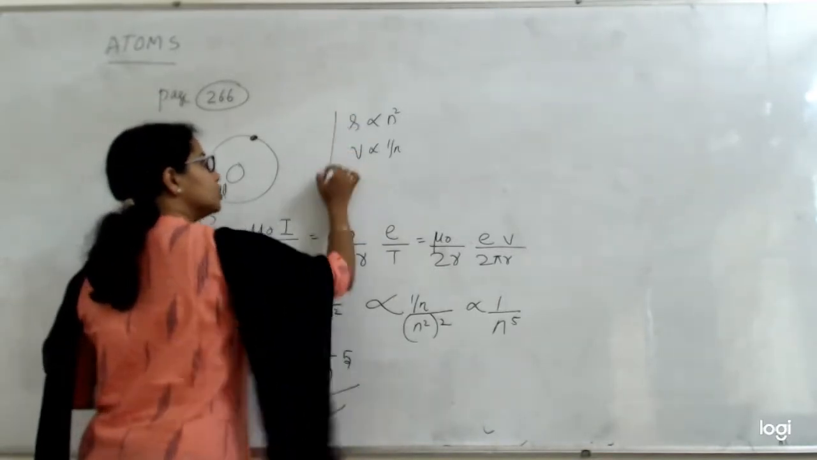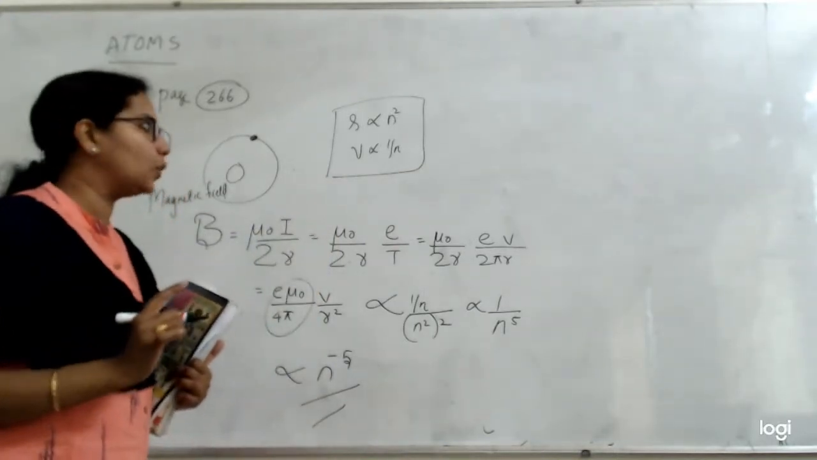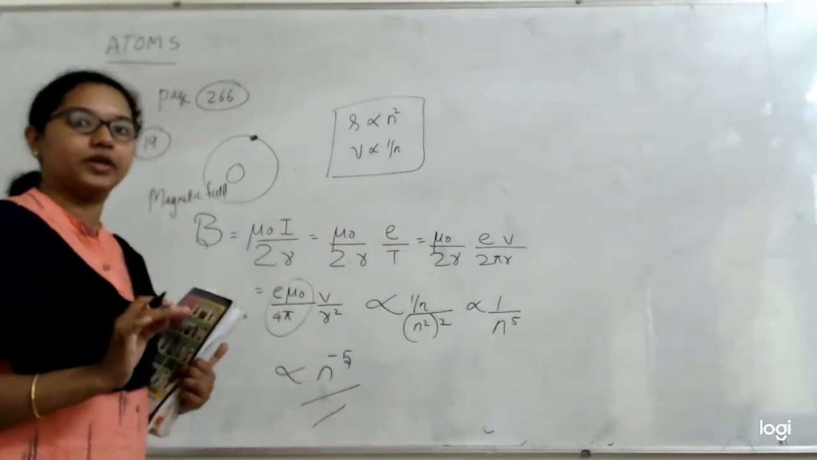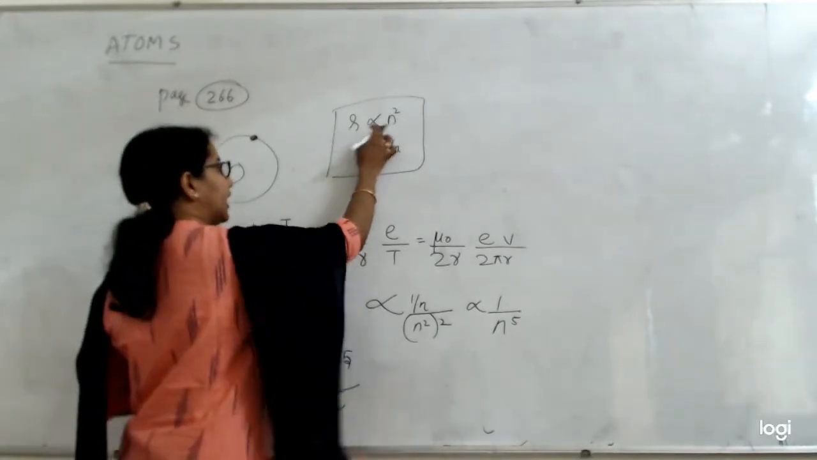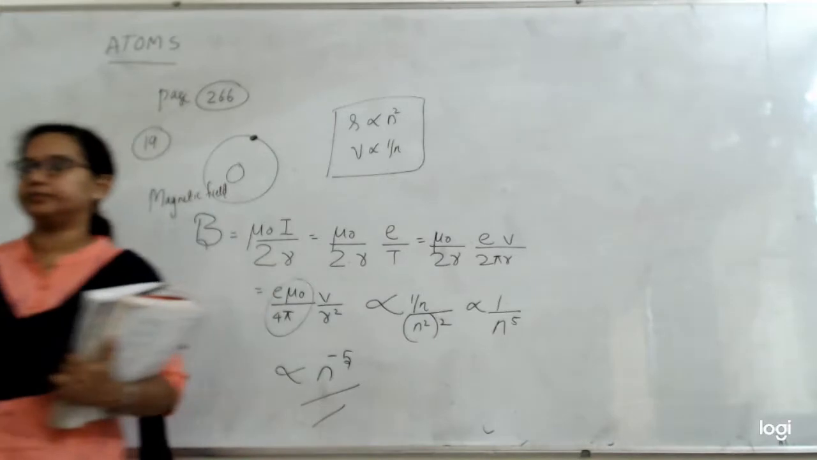And this proportionality is very, very important. We know that it's not only proportional to n square, even Z is also important. So we should write r proportional to n square. Next.